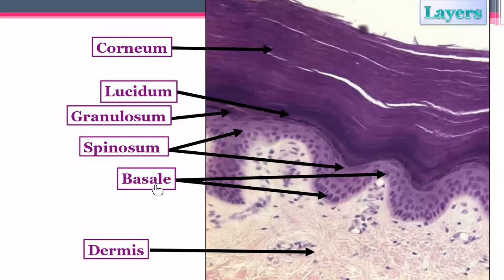So the layer which is present at the basement membrane is the stratum basale. The layer above the basale is stratum spinosum. The third layer is stratum granulosum. You can make out the granules here. And the fourth layer, which appears a little clear or translucent, is the stratum lucidum. And the topmost layer is the stratum corneum. These are the 5 layers starting from the basement membrane up to the surface of the skin. I hope now these 5 layers of the epidermis are clear. Okay, let us move to the next slide.